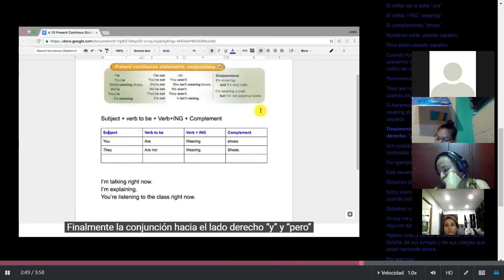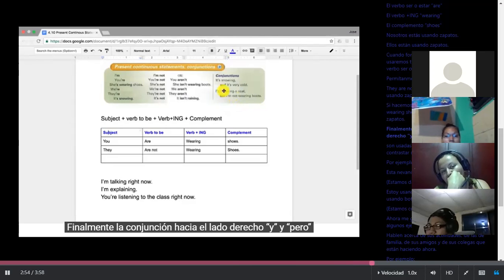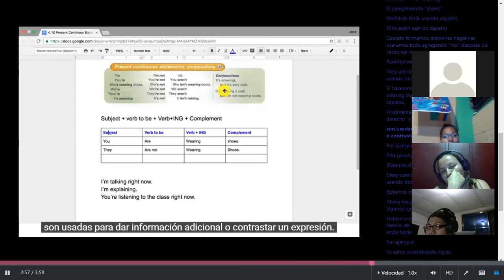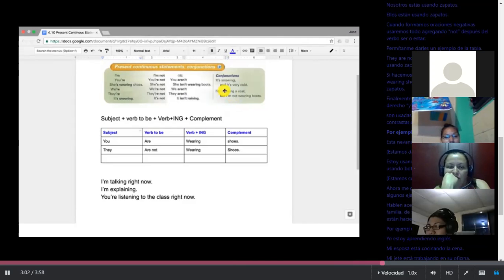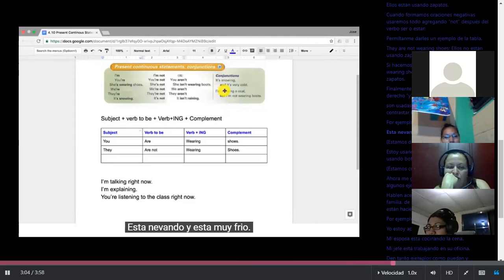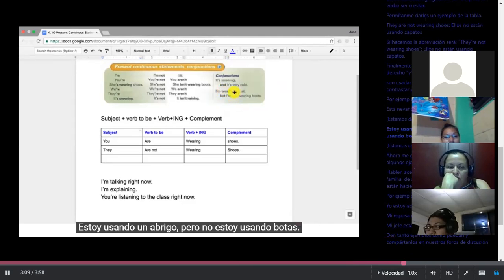Finally, the conjunctions towards the right-hand side, and and but, are used to give additional information or to contrast an expression. For example, it's snowing and it's very cold. That's giving additional information. I'm wearing a coat, but I'm not wearing boots.